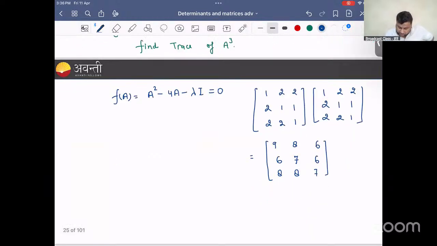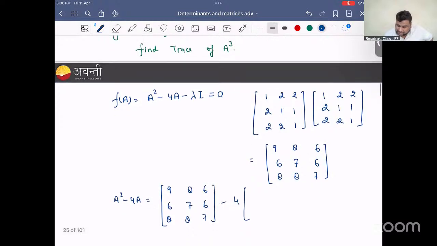So whenever you do A square minus 4A, what do you get? That means [9, 8, 6; 6, 7, 6; 8, 8, 7] minus 4 times A. A is 1, 2, 2. I directly multiply 4 inside. So it will be 4, 8, 8. Then 8, 4, 4.